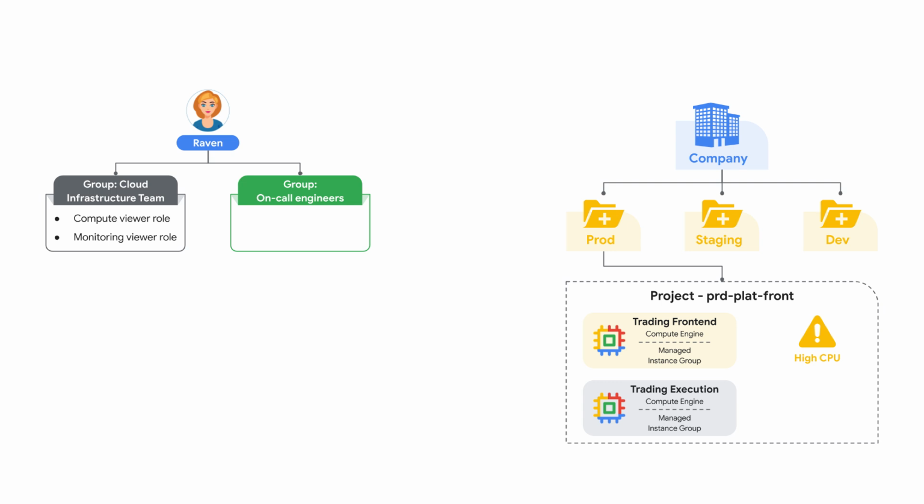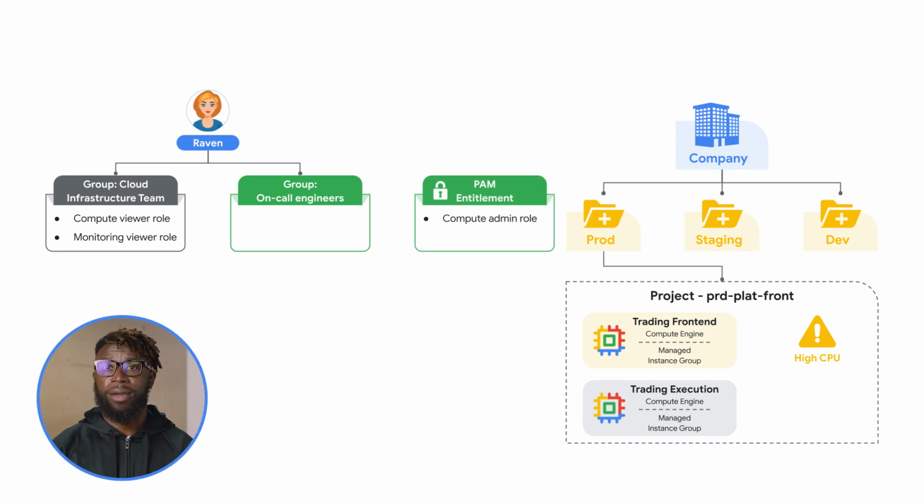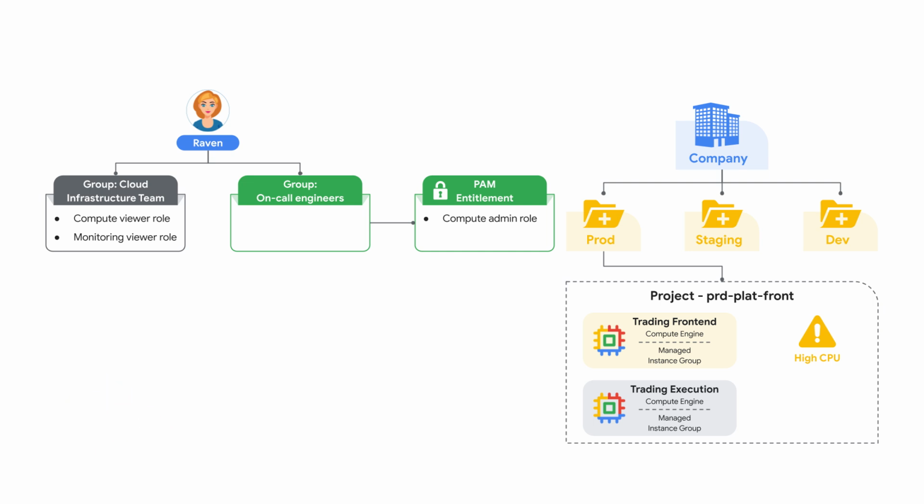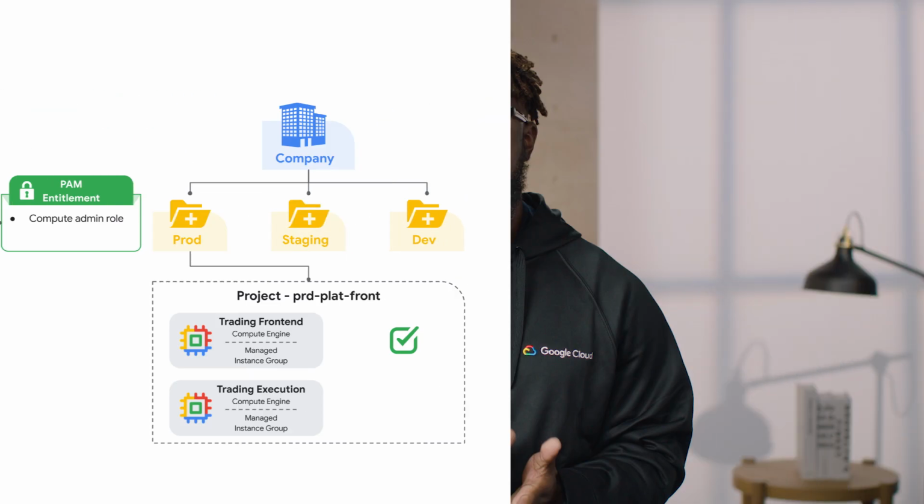To enable quick action without compromising security, our firm has set up PAM entitlements specifically for these on-call engineers. This entitlement is tied to the production folder and allows Raven to request the compute admin role temporarily. It's designed to kick in during emergencies, like the one we're facing right now. So when Raven requests this temporary access, PAM steps in, granting her the necessary permissions to adjust the MIG and get those CPU levels back under control. And just like that, what was once a critical issue is now resolved. Now let's walk through what the PAM admin has previously set up.